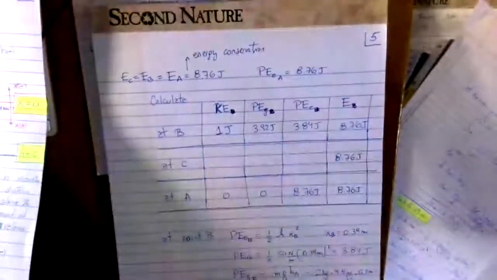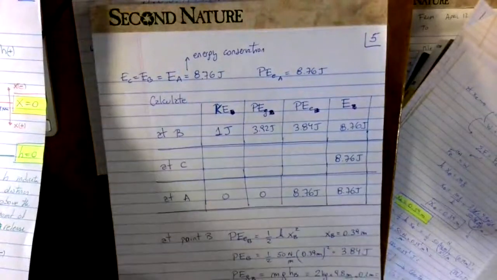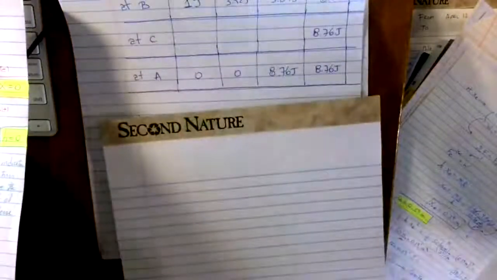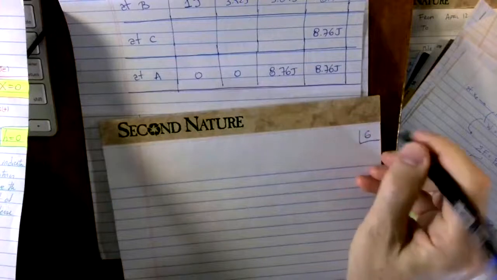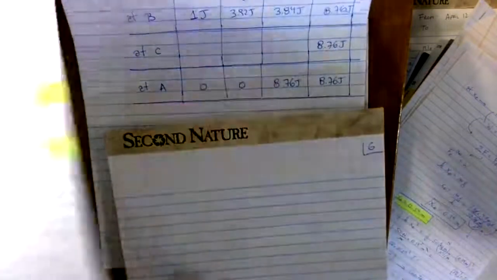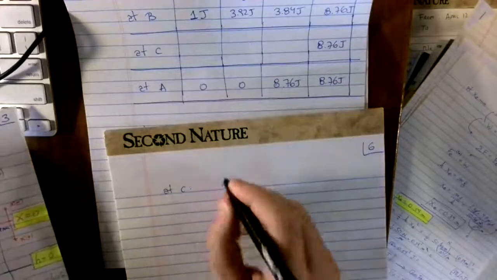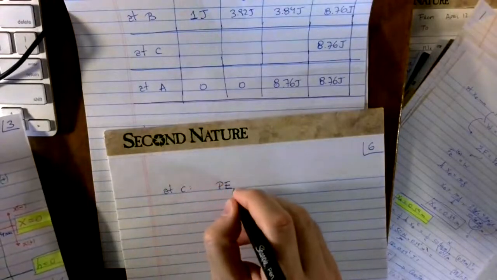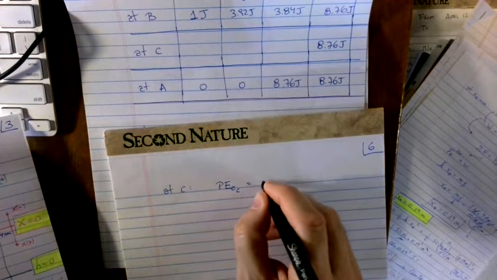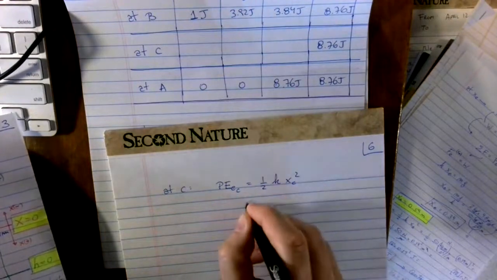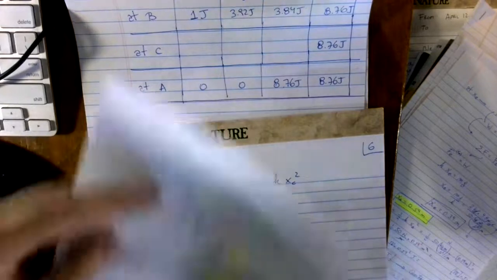Okay, all right, so we have 2 extra minutes. Let me do quickly the calculation at C. Calculation at point C, we need to come back here. At the point C, we have the elastic potential energy at C, 1/2 k xC squared. So how much is xC?